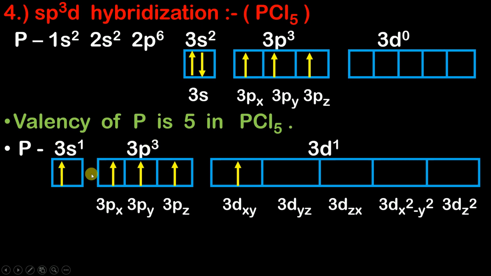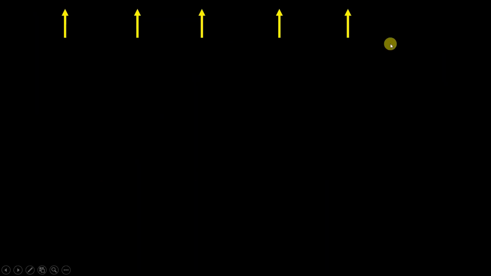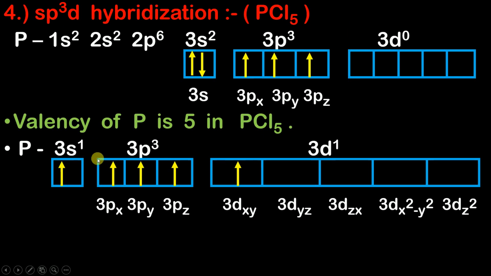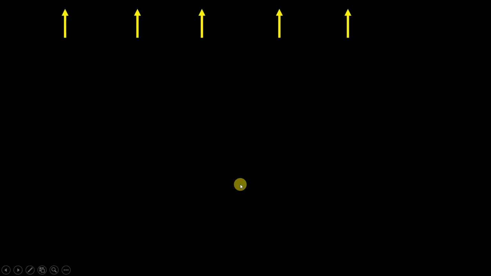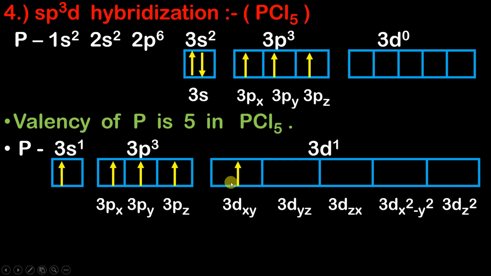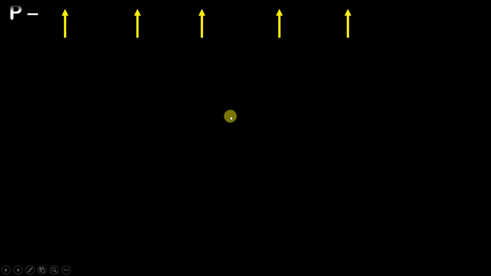Now, as we all know, this 3s orbital, this 3px, 3py, 3pz and this 3dxy are obviously not having similar energies, and phosphorus cannot have different types of bond with five chlorine atoms. It must be equal to each and every chlorine atom. It cannot be biased. So what is going to happen is that this 3s, 3px, 3py, 3pz and 3dxy will undergo hybridization, and this is what you get.